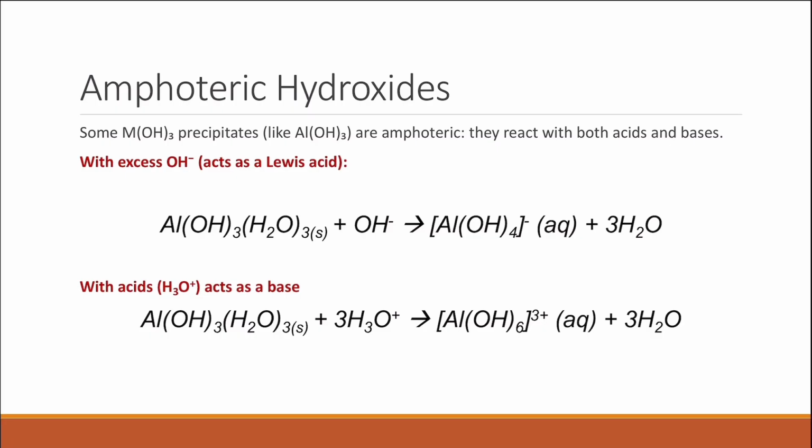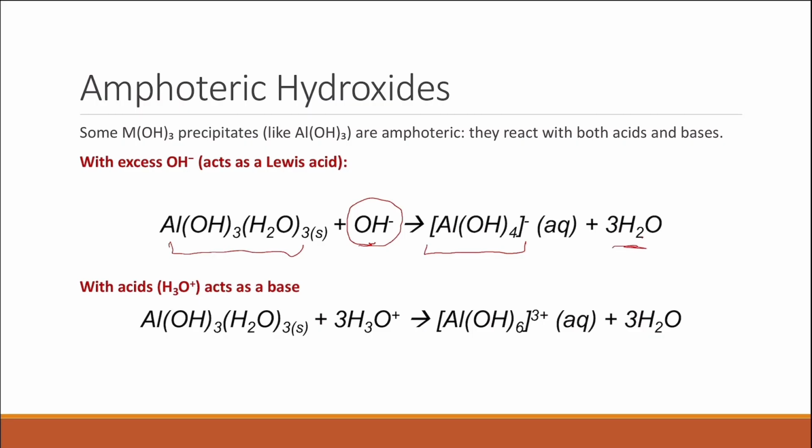Aluminium hydroxide is an amphoteric hydroxide, meaning it acts as an acid in the presence of a base and acts as a base in the presence of an acid. So when you have aluminium hydroxide, which is a solid and insoluble, in the presence of an excess of the hydroxide ion, it will give you this complex ion, which is soluble: aluminium with four OH minus. So it will donate an extra proton to the hydroxide to give you the water molecule.